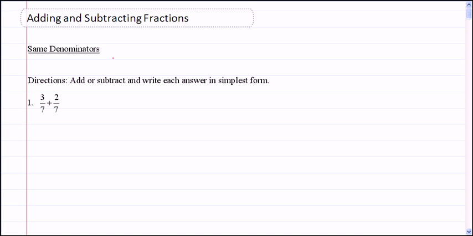In this lesson, you will learn how to add and subtract fractions. For the first 10 problems, all of the denominators will be the same. So when you're asked to add 3/7 plus 2/7, since both of the denominators are 7, we can write this as one fraction, 3 plus 2 over 7. The denominators don't add together, and the answer is 5 over 7.